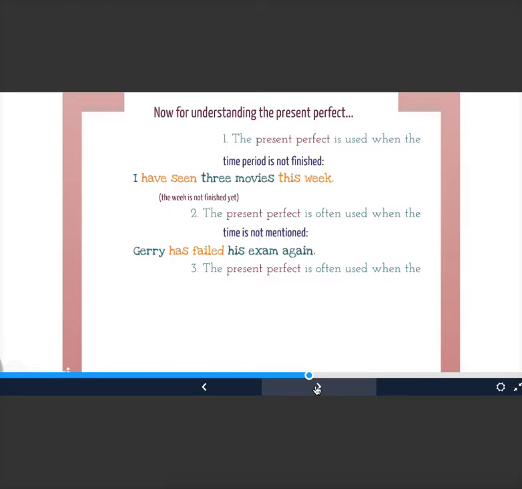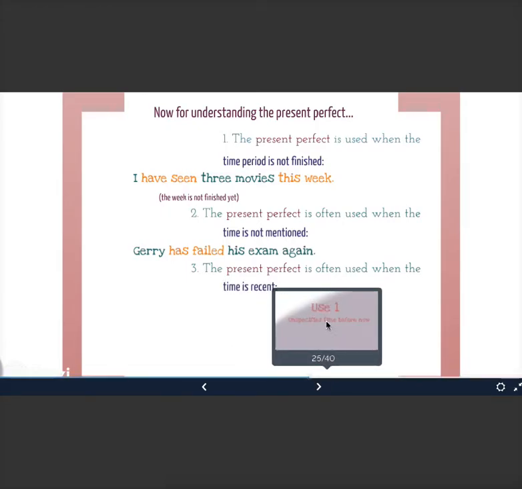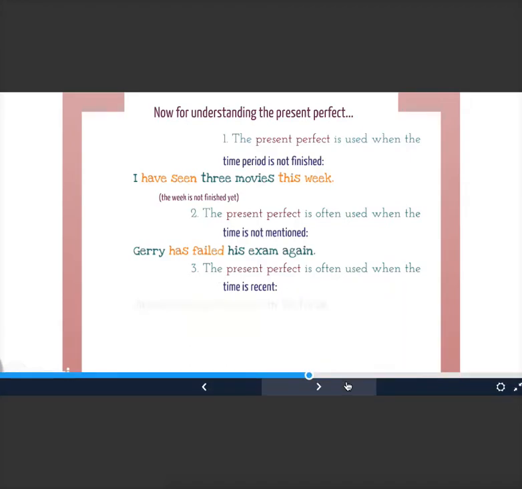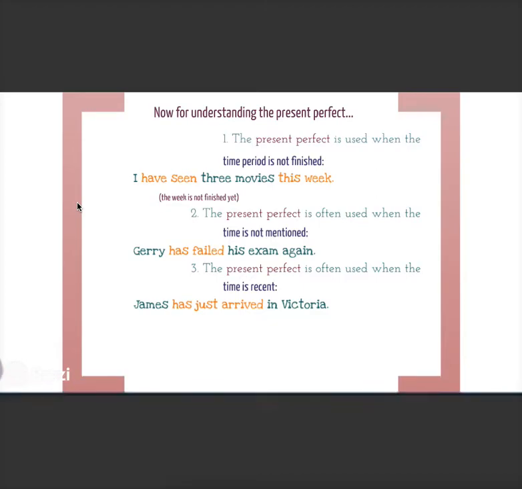Number 3, the next use, babies. The present perfect is often used when the time is recent, cuando fue recientemente. Es algo que está en el pasado, pero sucedió hace poquito. Okay, so let's check the example. James has just arrived in Victoria. Victoria is a place.